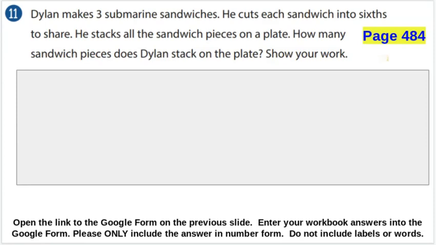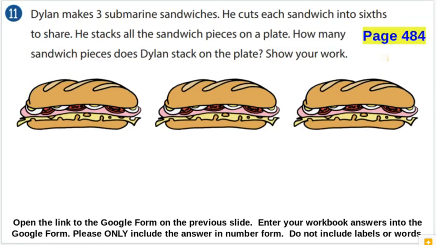Show your work. So, taking a look, we know that we have Dylan. Submarine sandwiches, that's another way of saying hoagies. So he has some hoagies and he wants to cut them up into pieces. And then he's going to put those pieces on a plate to share with his friends. So we know, though, that he's starting with 3 submarine sandwiches. And then he wants to take each of those sandwiches and cut them into 6. So that means 6 pieces. And we need to figure out how many total pieces.